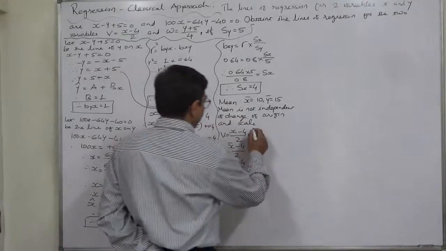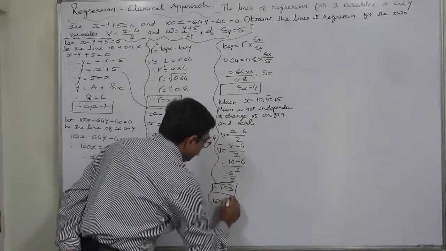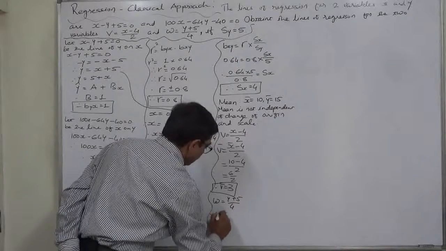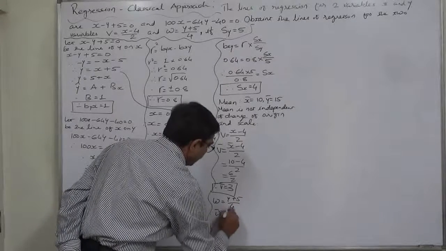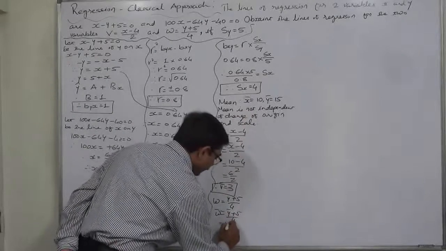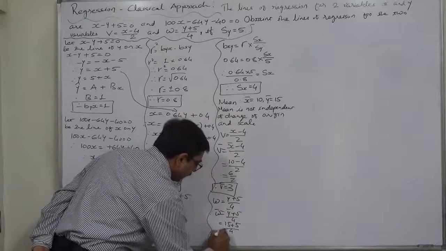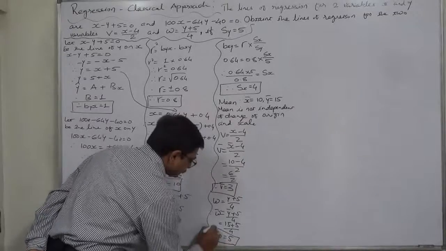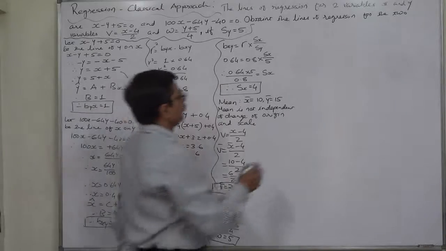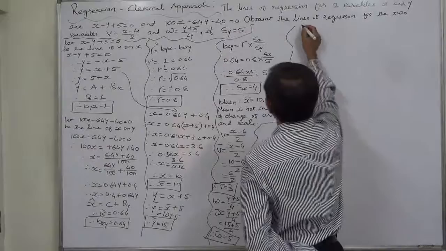Similarly, W equals y plus 5 upon 4. So W bar equals y bar plus 5 upon 4. Y bar is 15. 15 plus 5 upon 4, 20 by 4. Therefore W bar equals 5. So we now have means of V as well as W. Now it is the turn of standard deviations.